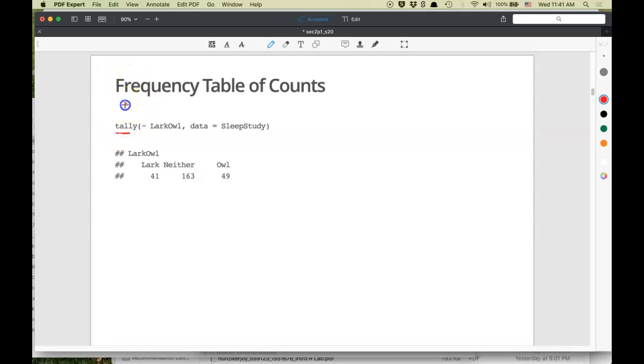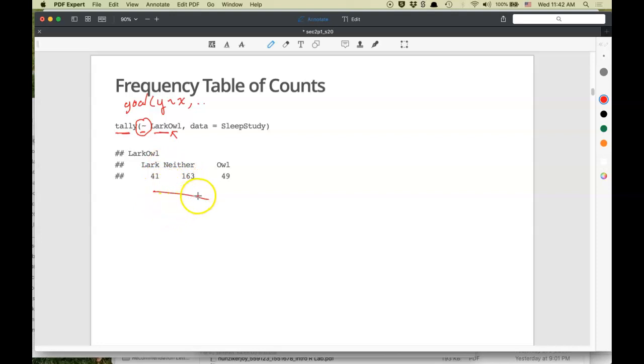And you'll recall that in the tutorial I talked about the basic structure of y tilde x for a lot of the R commands we'll look at. Now it turns out when we're just looking at a frequency, that kind of is not a y, so we're really just looking at the description of one variable. So we have the tilde, the larkowl, and then the data equals. I often forget this tilde and wonder why R is not recognizing it, because it won't say no tilde. It'll say, what is this larkowl thing? I don't recognize this. So make sure you're remembering to put the tilde in and life will be good.